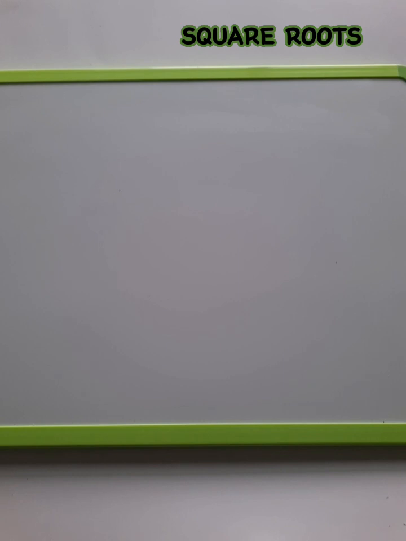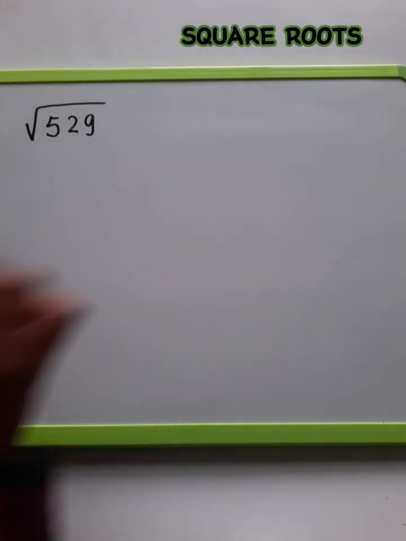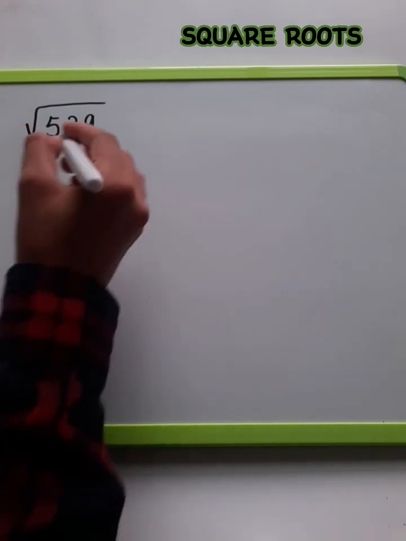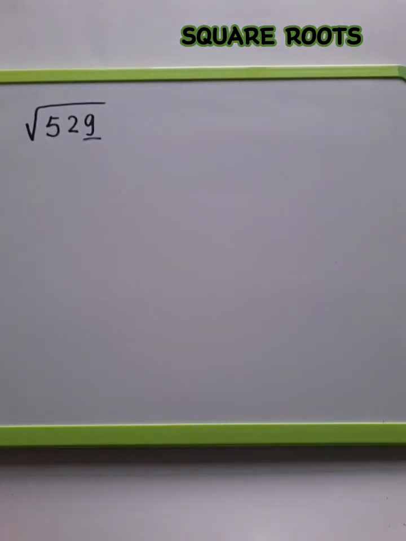Now we talk about how to find square roots with tricks. In only 3 seconds you can find square roots very fast. The example is the square root of 529. Okay, how to find the square root of 529? First, look at the unit digit. What is the unit digit of this number? Yeah, it's 9.